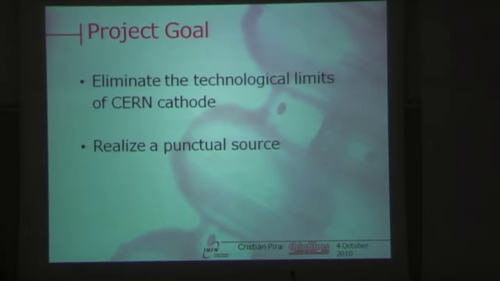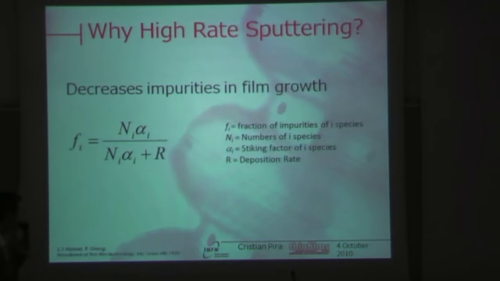So the goal of this project is to eliminate these problems and realize a punctual source. But realizing a punctual source also needs a low target area, and so a low deposition rate. You remember that the fraction of impurities entrapped in the film growth is inversely proportional to the deposition rate. So it's important to have a high sputtering rate to decrease the impurities in the film growth.